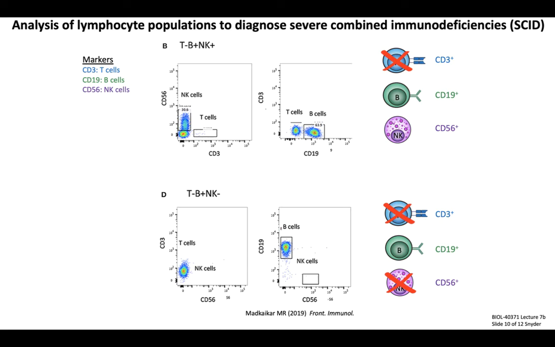The bottom panel in this figure shows flow plots for a patient that lacks both T cells and NK cells. So again, there are no CD3 expressing lymphocytes in the PBMC fraction of this blood sample, but you can see from both the left and right panels that there are no CD56 positive NK cells. They do have CD19 expressing B cells, however. So this patient might have a similar set of issues as the first patient in the top row of panels, but additionally, they might be even more susceptible to viral infection and certain types of tumors due to their complete lack of NK cells.